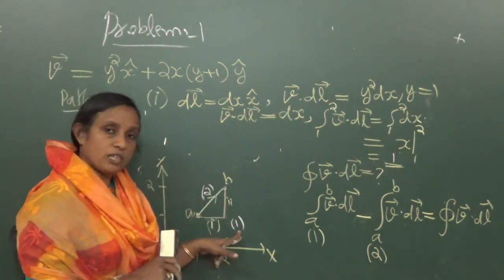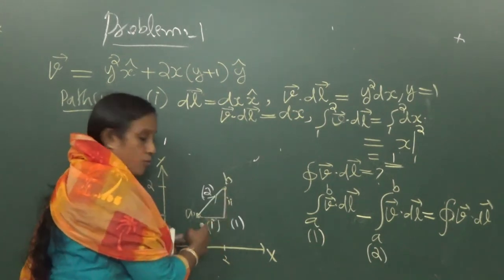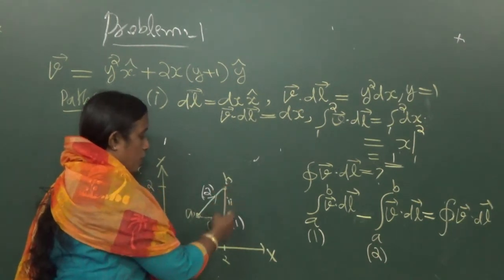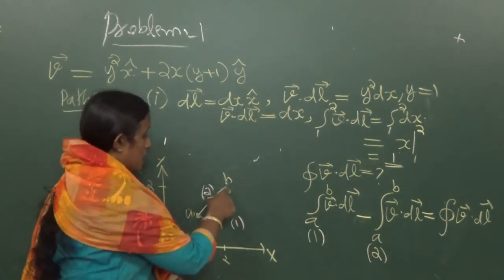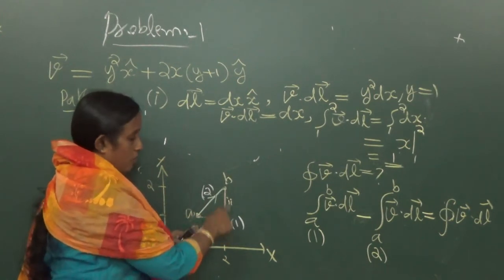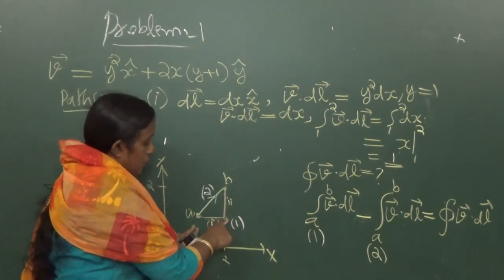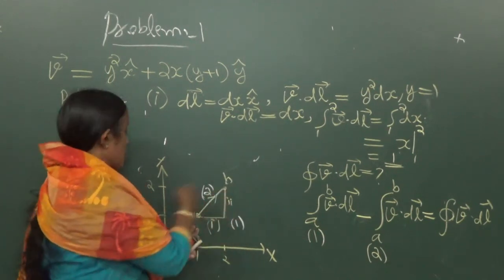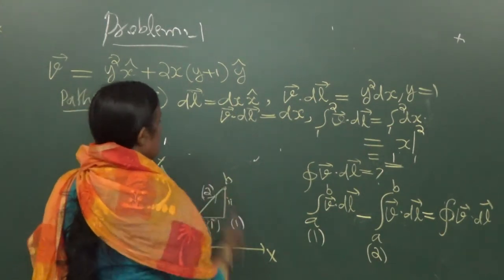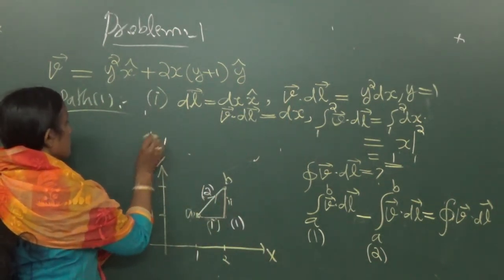Is this path 1 finished? No, because there is one more component. If you find out the vertical line integral also, then only you reach B. Now you start from A and reach it here only, not here. So we want to integrate from this point to this point. This is along the y-axis. Next, I show you the second part.